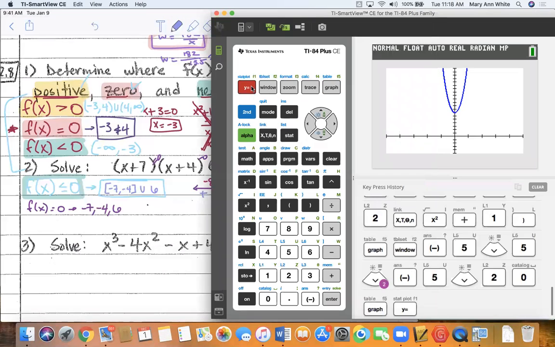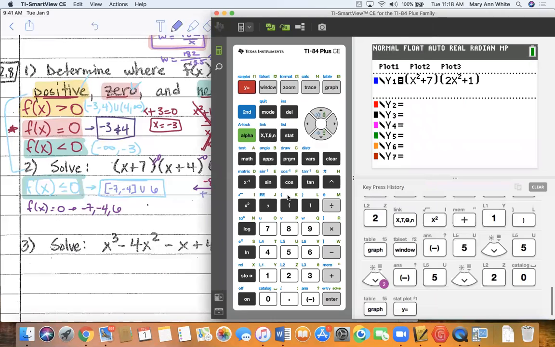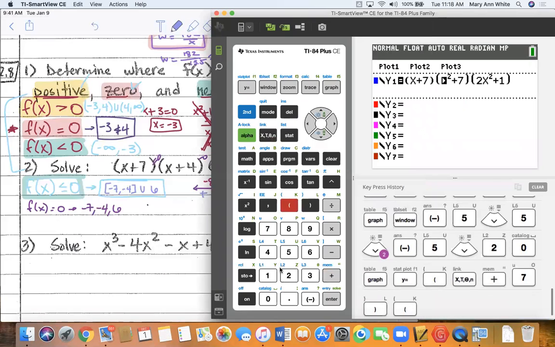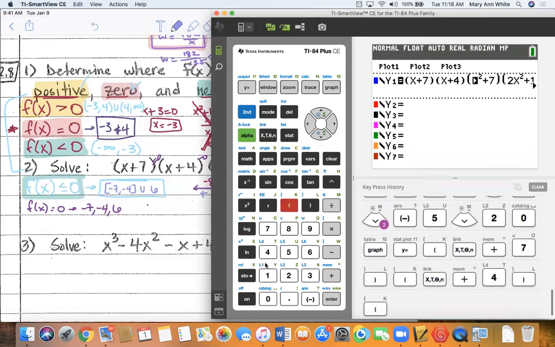So I'm gonna go to y equals and do parentheses x plus 7, parentheses x plus 4, and then parentheses x minus 6 squared.